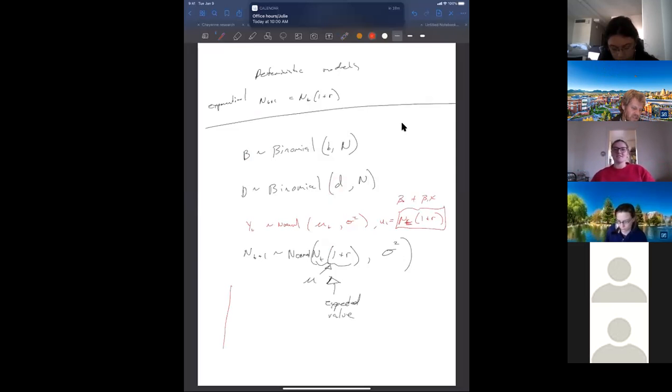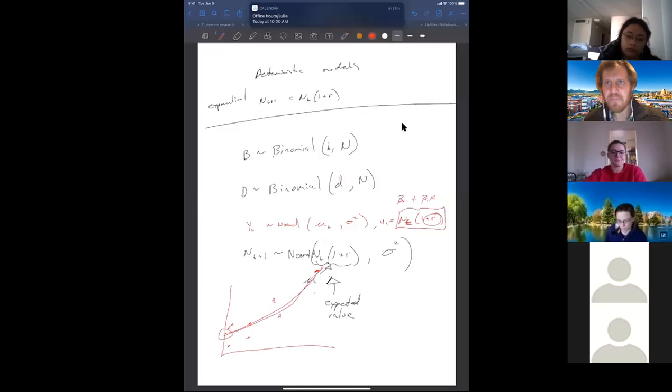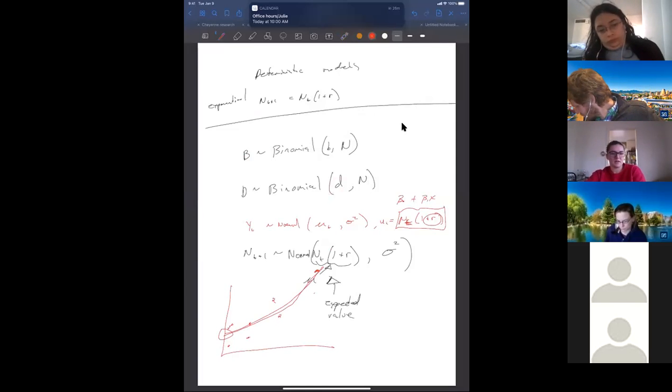So if the actual data were collected and they look like this, we can estimate what mu is. We can estimate what r is, and we can estimate what the initial population size is. And we can estimate the uncertainty in that using the exact same methods we've already talked about. All right. Any questions about that?